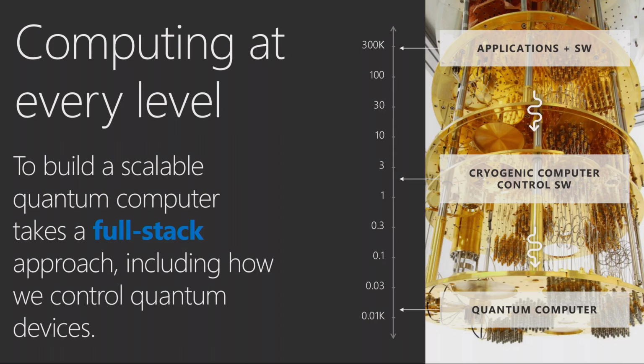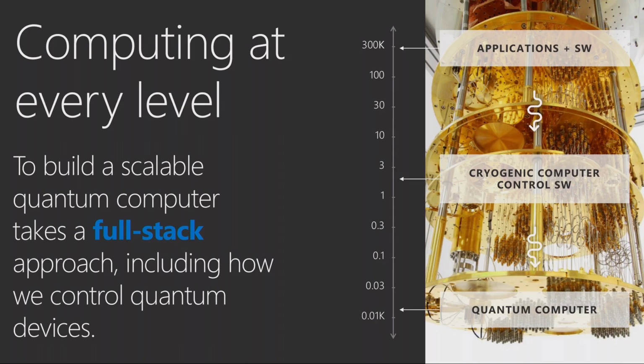Well, we're trying to build a quantum computer. And one of the things that we have to do in order to build a quantum computer that can scale to solve the kinds of problems we're trying to solve is that we have to take a full stack approach and think of control at every different level of building that quantum computer.